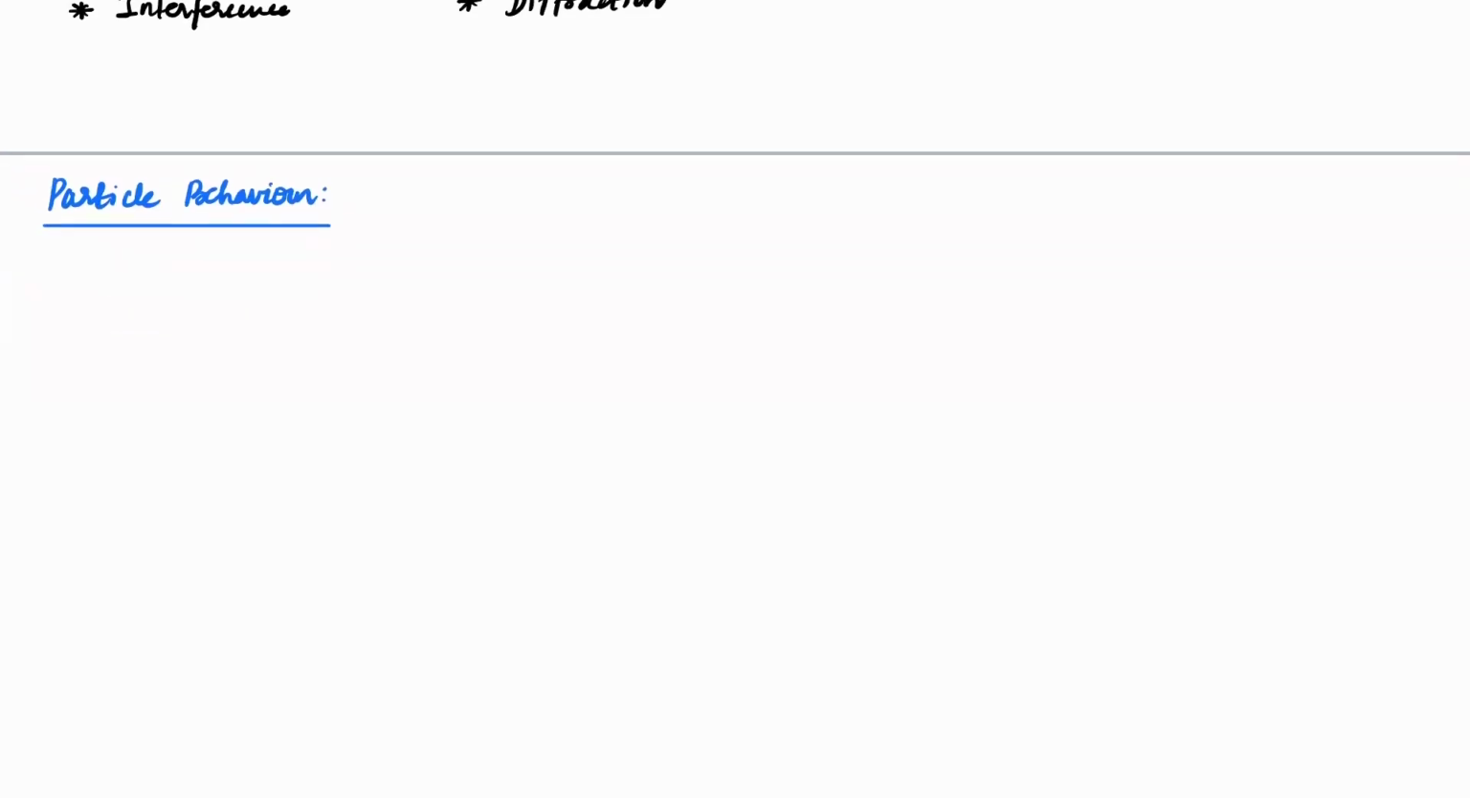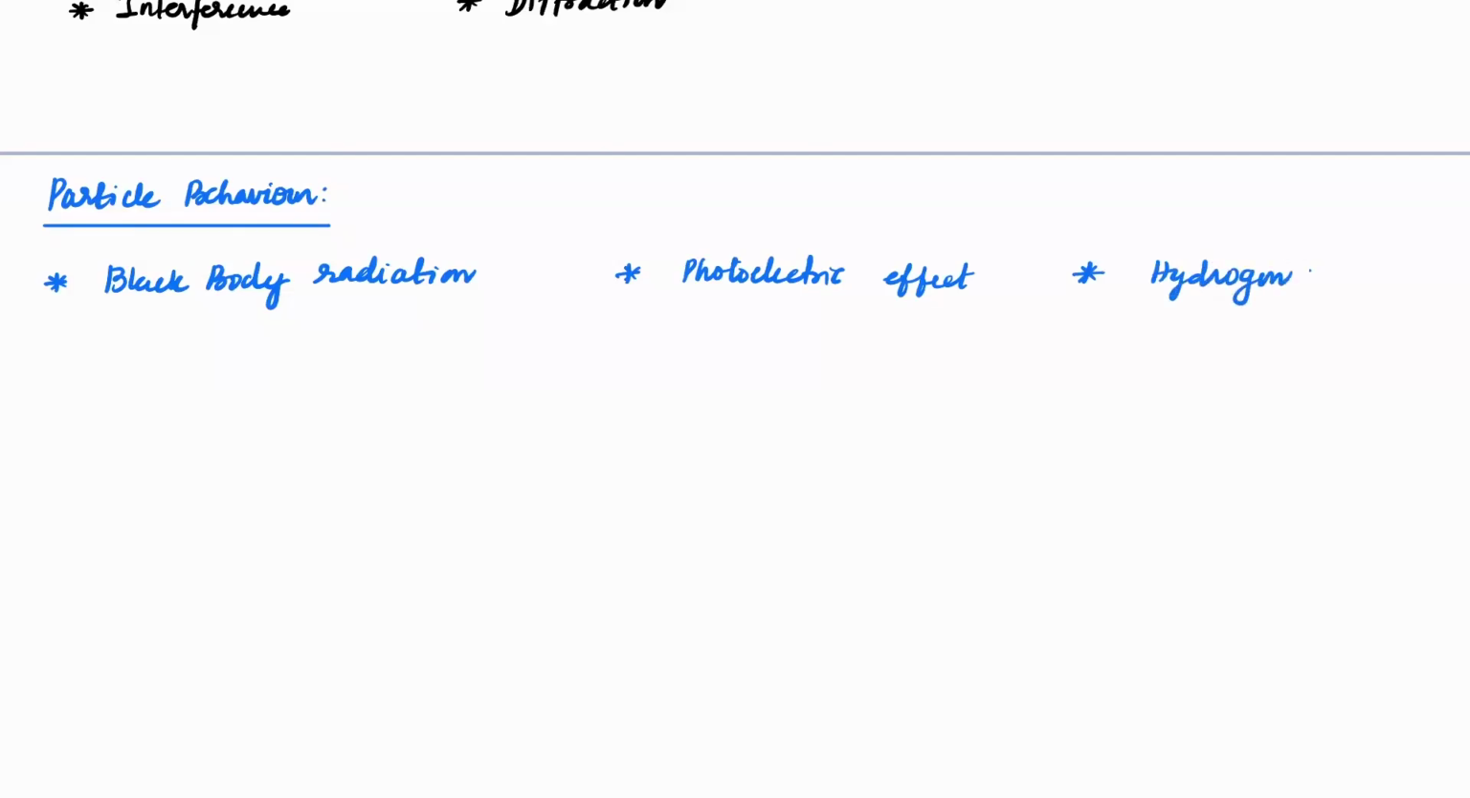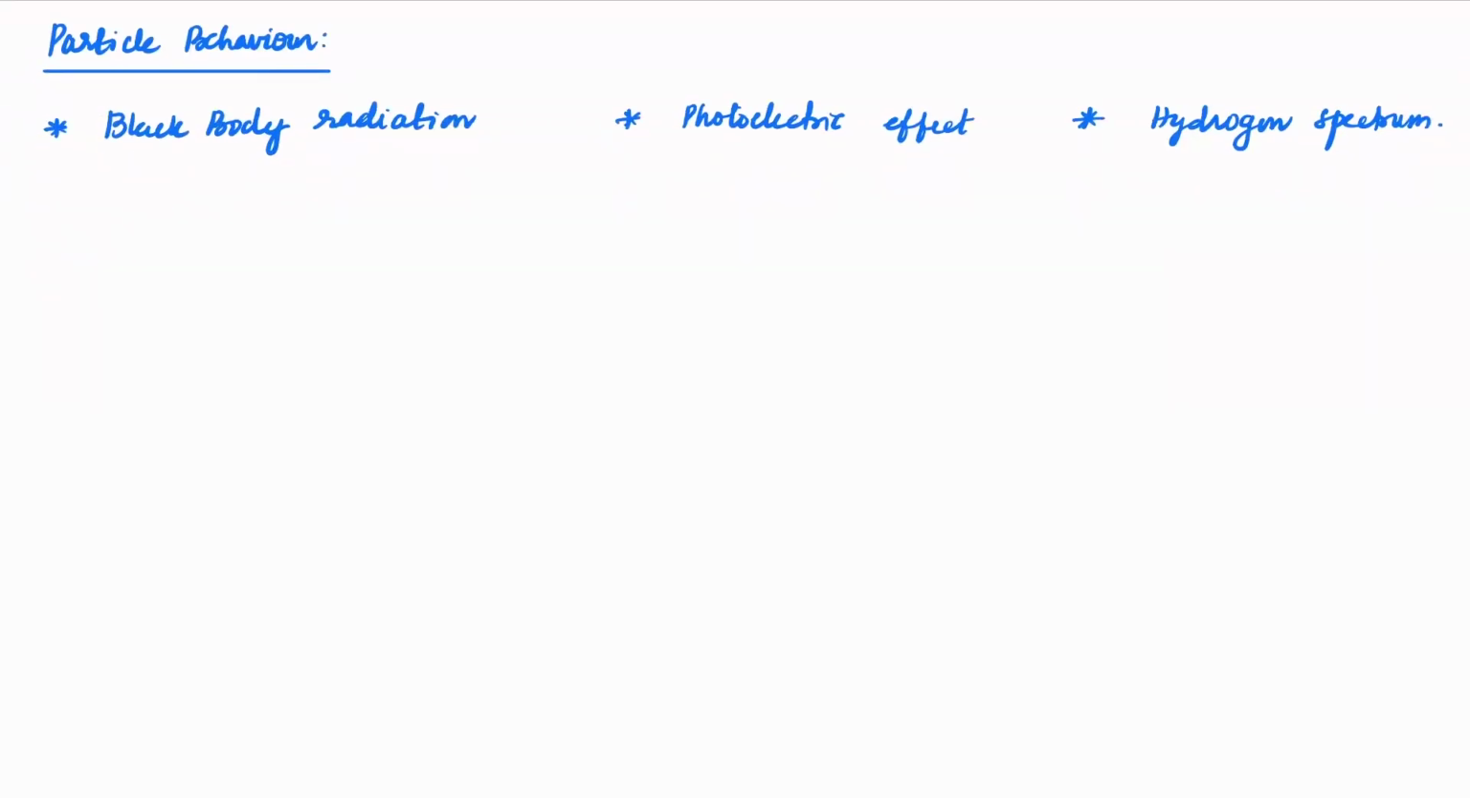See, there are three phenomena which explain the particle behavior. One is black body radiation. Second one is photoelectric effect. The third one is hydrogen spectrum. These three phenomena explain the particle behavior. Got it? Out of which the first one is BBR, black body radiation.